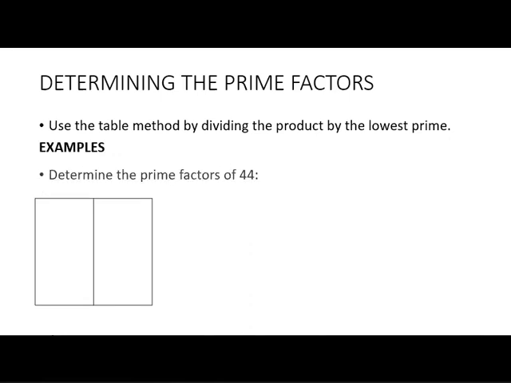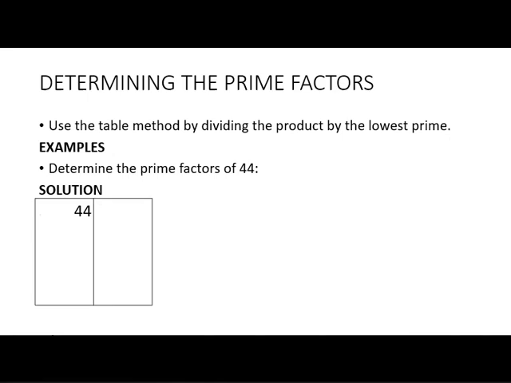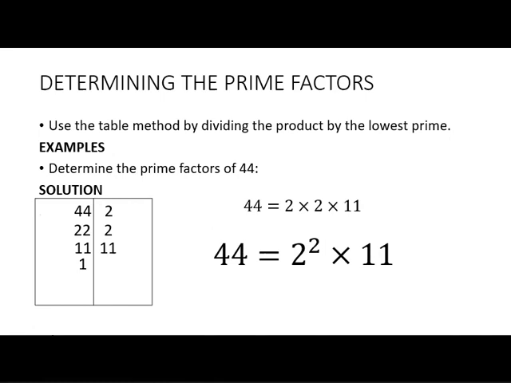Okay, let's just divide 44. 44 divided by 2 will give you 22. You divide it by 2 again. That will give you 11. You divide by 11. When you write this, you write it as 44 is equal to 2 squared multiplied by 11. That is because we multiplied 2 by itself twice. So when you write it as an exponent, it will be 2 squared.